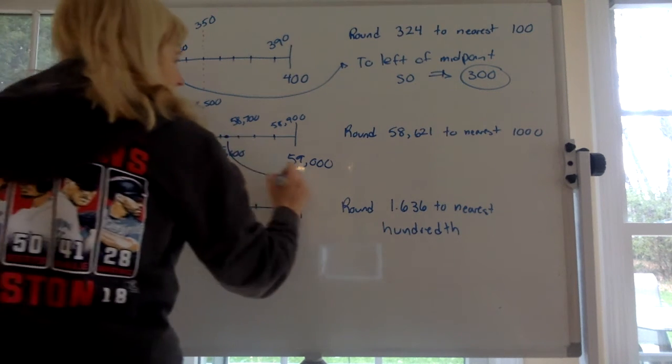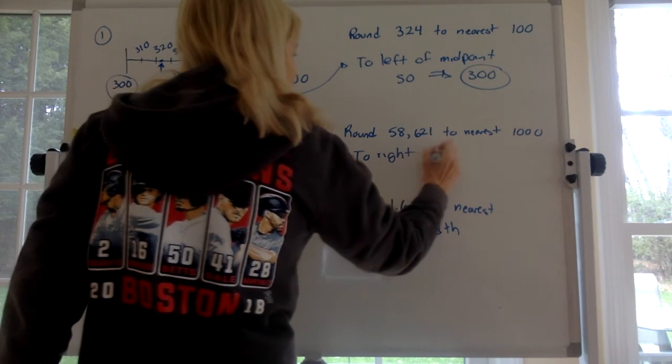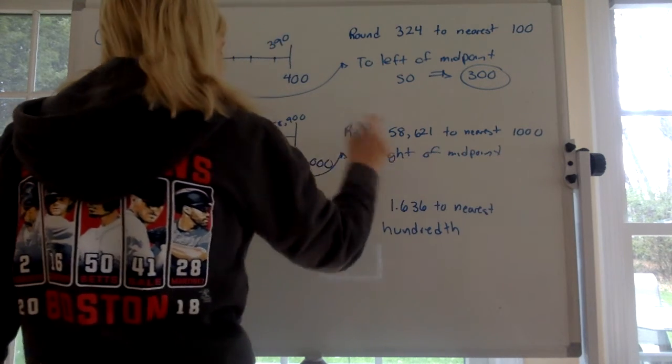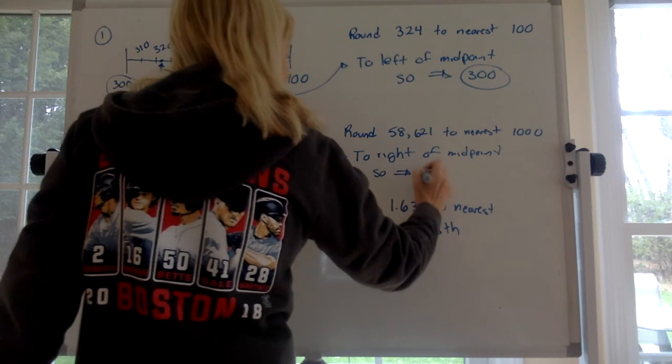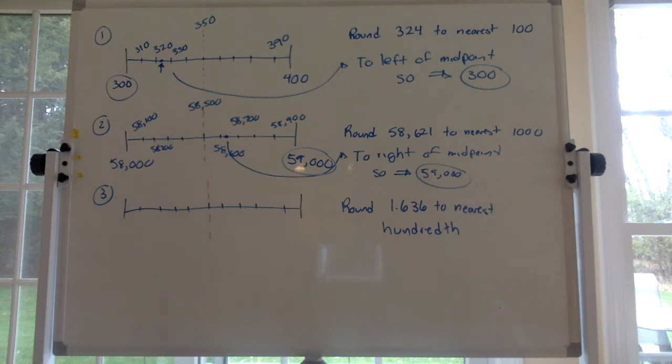So let's see, that is to the right of the midpoint of that line, right? So what does that mean? You round up, so that gives you 59,000. Okay? Okay, how about the last one?